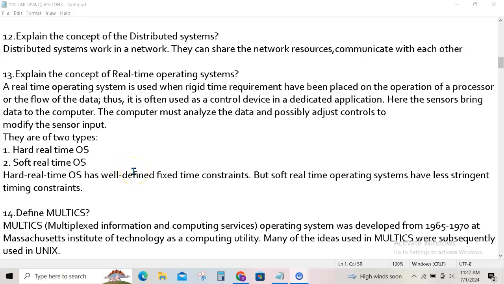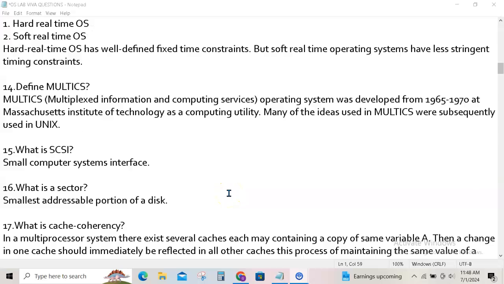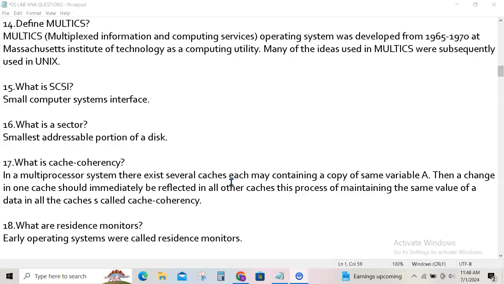Next, define MULTICS. It stands for Multiplexed Information and Computing Services. It was developed at MIT and was subsequently used in Unix. Next, what is SCSI? SCSI stands for Small Computer Systems Interface. What is a sector? A sector is the smallest addressable portion of a disk.